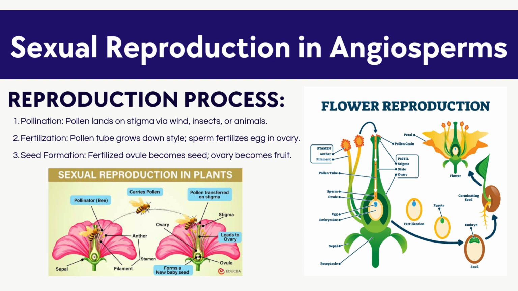The reproduction process again, I just want to show you here how it is. As you can see on the left, on the right side, the flower reproduction. Now you can see exactly how it goes down. So let's dig into the sexual reproduction in flowering plants.